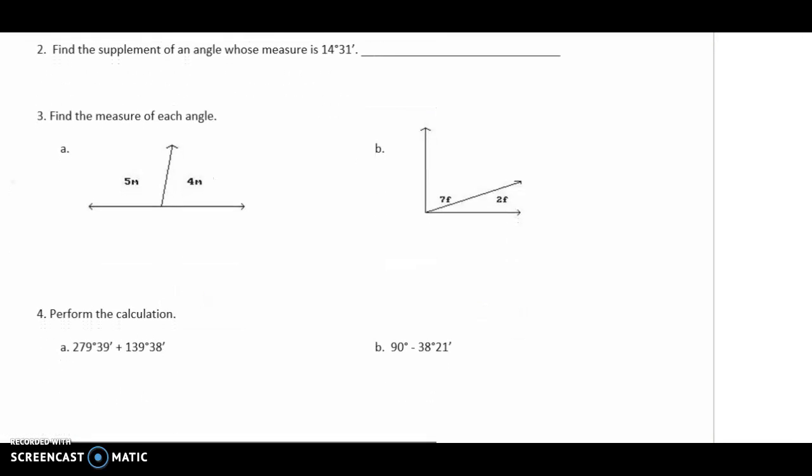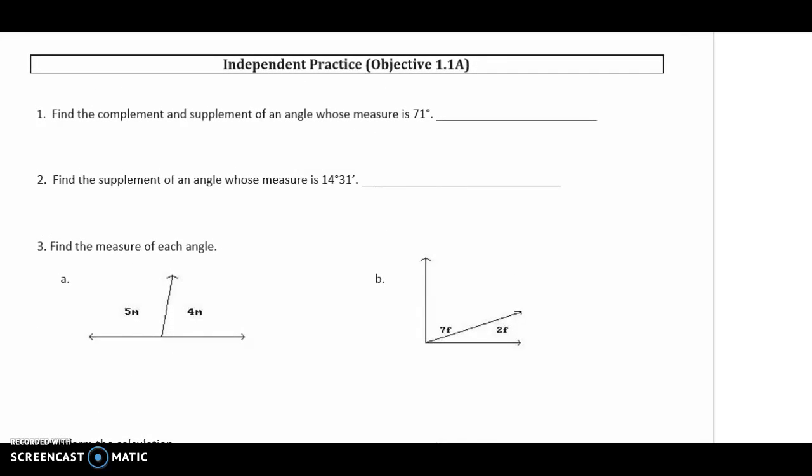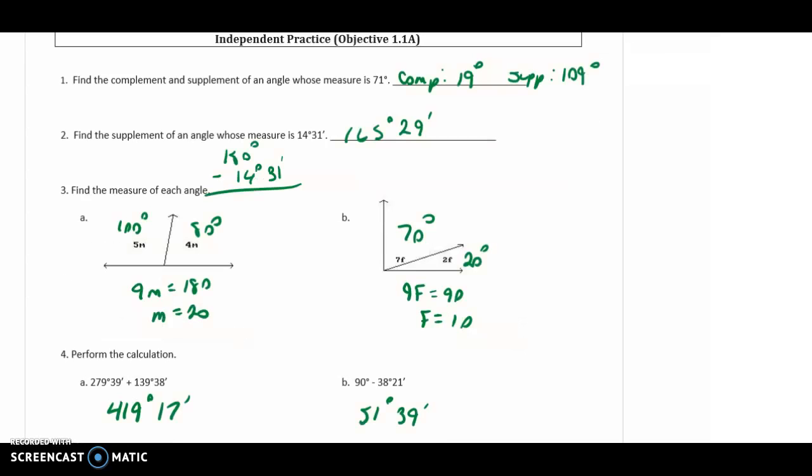So these next 4 problems are just a review of what we've talked about. Go ahead and see if you can do those, push pause, and see if we come out with the same answers. Okay, so this is what I got for my answers. Double check and see if you got the same thing. If you did, you are on the right track. Good job.